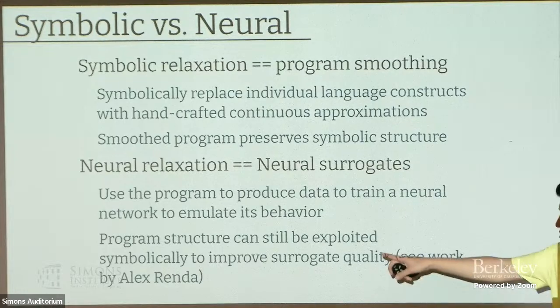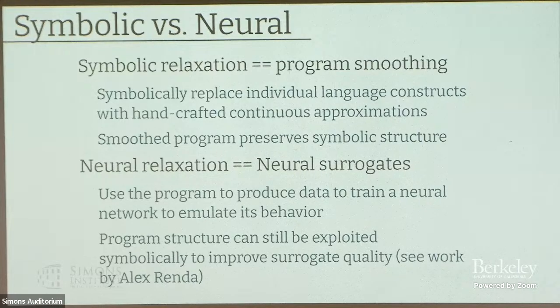Actually, Alex Renda, who just graduated as a student from Michael Carbin's group, did an entire PhD thesis on different techniques for using neural surrogates and training neural surrogates, including some work that looks at how to exploit the symbolic structure of the program in order to do a better job of creating these surrogates, making sure, for example, that you don't miss out on corner cases in the program.